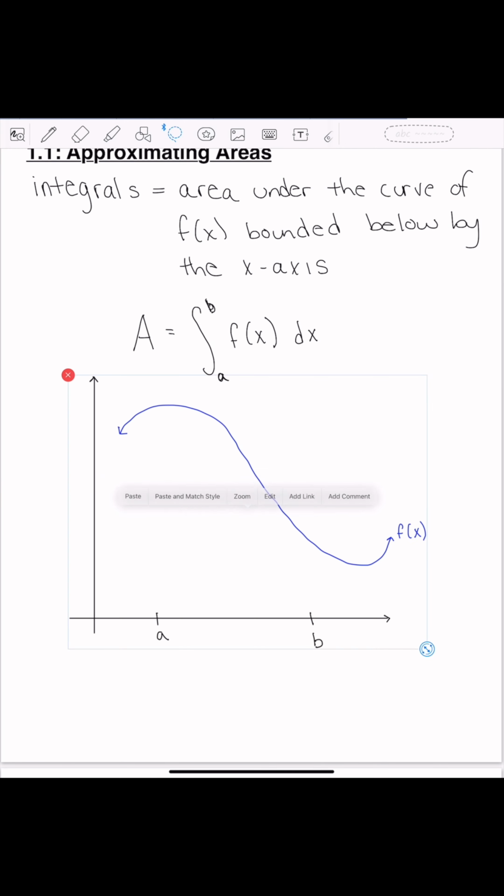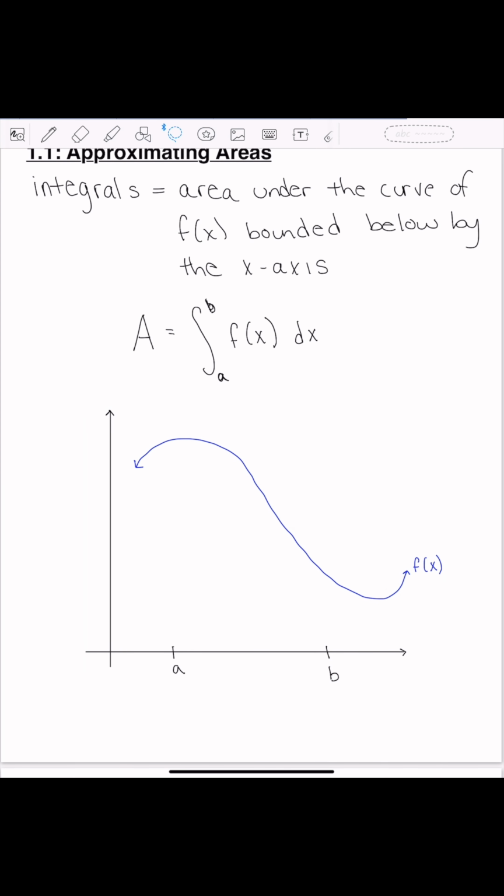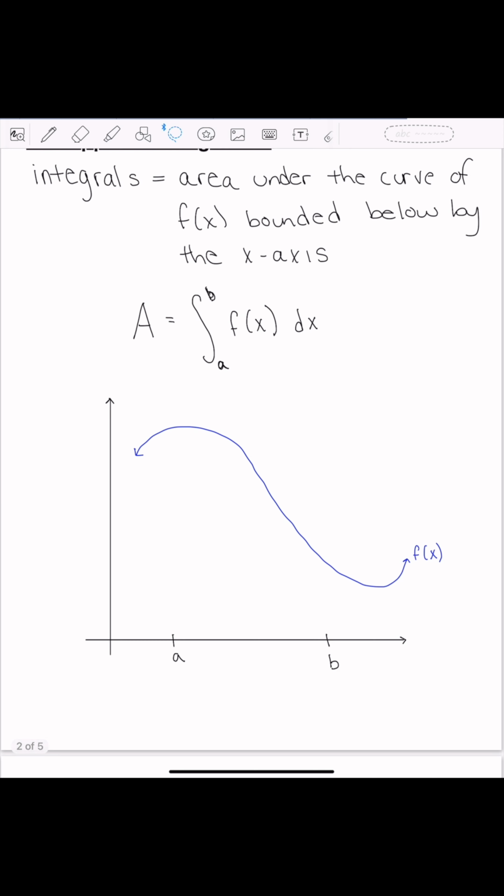To put that into context, let's draw a picture. Let's say, for example, that this is our function f of x. We don't know exactly the equation for it; we're just talking generically, abstractly here. So a and b are already on here. That means we want the area under the curve of f of x, which is the blue line, bounded below by the x-axis. This is the x-axis, remember, and this is y. The integral is equal to this area in here: bounded below by the x-axis, on the right by b, above by the curve, and on the left by a.